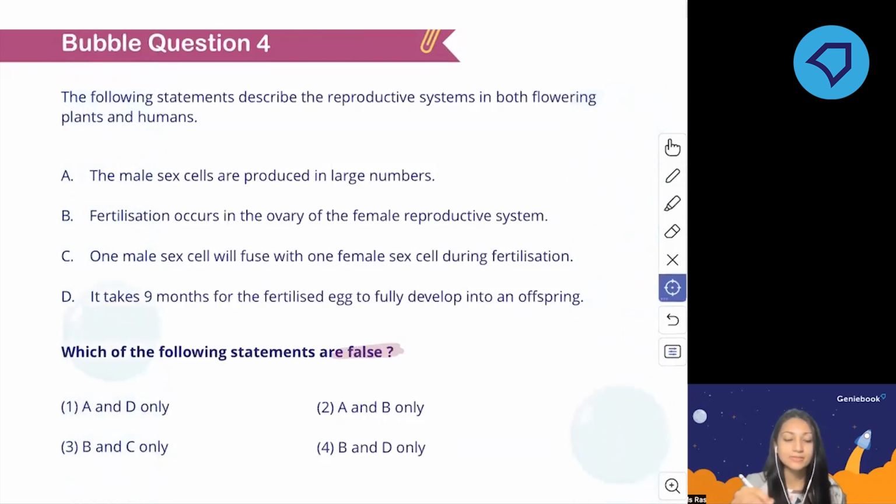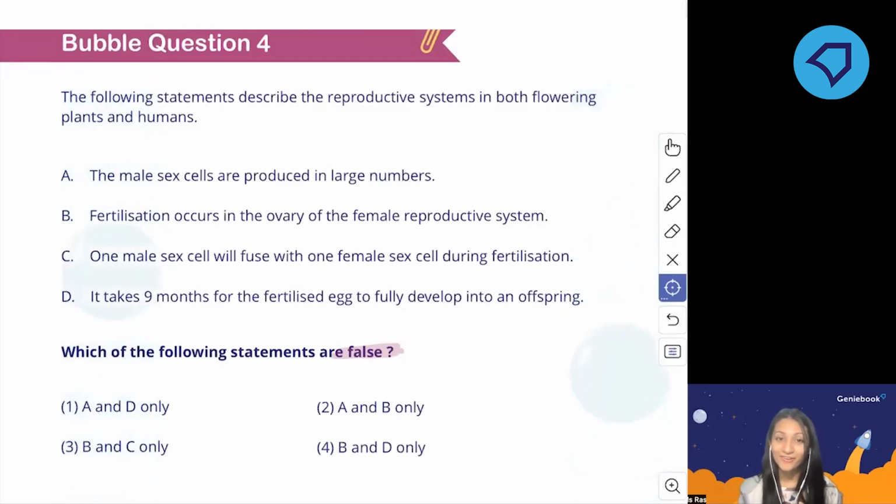Part A states, the male sex cells are produced in large numbers. Is this false for plants and humans? Part B, fertilization occurs in the ovary of the female reproductive system. Is this true or false for both plants and humans? Part C, one male sex cell will fuse with one female sex cell during fertilization. And part D, it takes 9 months for the fertilized egg to fully develop into an offspring.